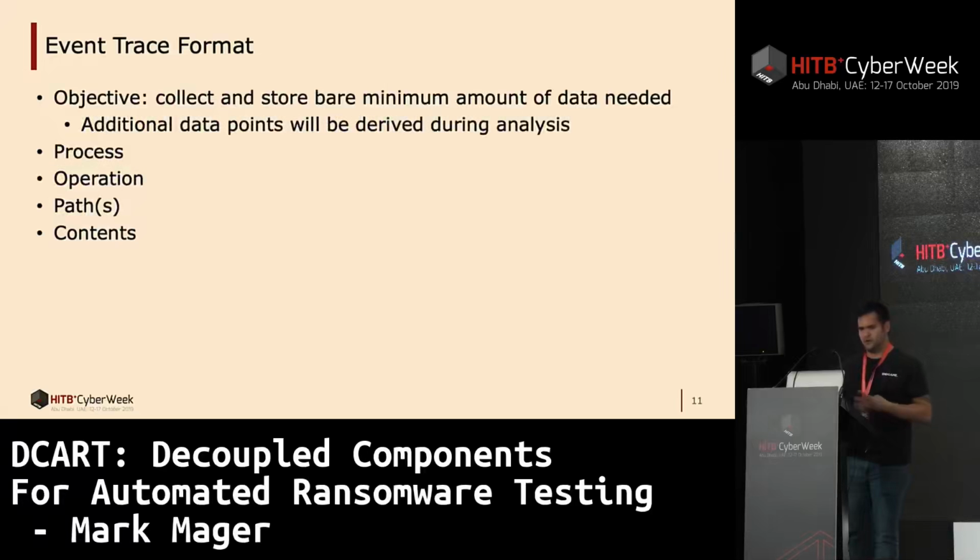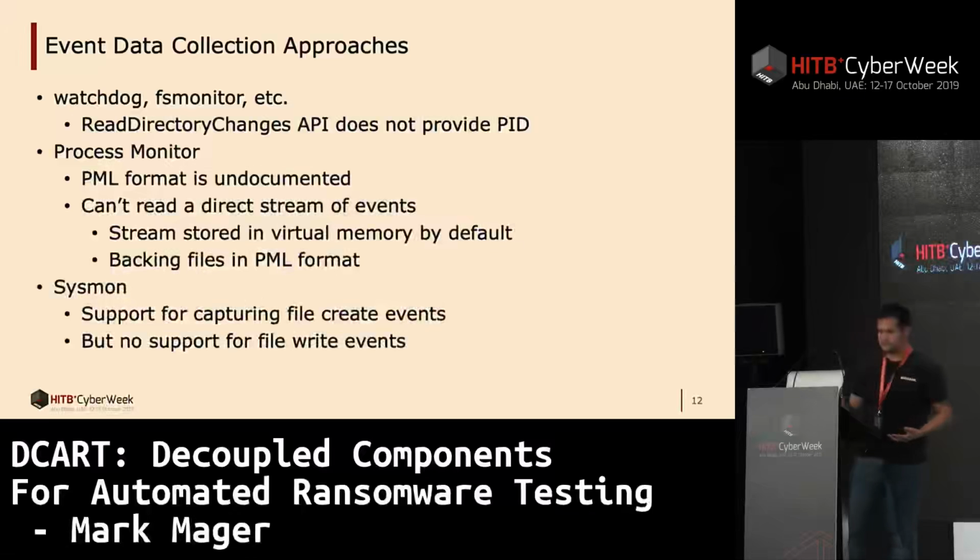Four things are all that we're really trying to collect in our event traces. Most importantly, the process in which the activity is originating, the actual operation, the affected path or paths if it's a rename or remove, along with the actual file contents. So getting the event data collection down correctly is the most important step.